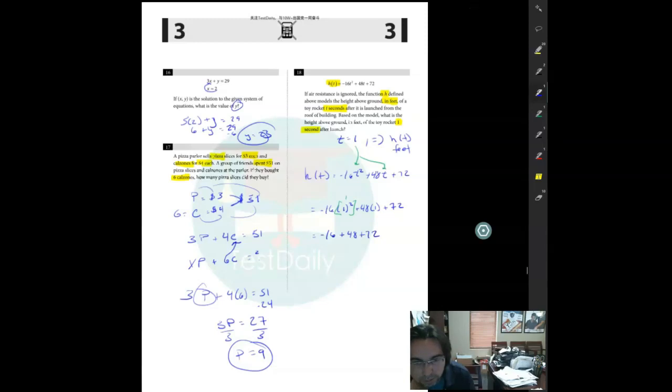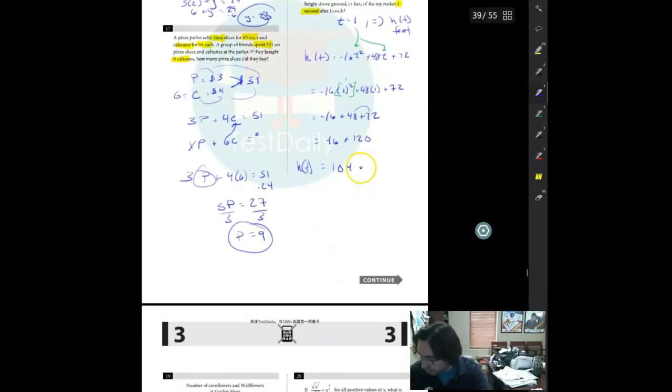As I add my terms here, negative 16 plus 48 gives 32, add the 72 to that, and it's going to give me 104. So h of t equals 104 for that one. Easy enough. It's just plugging in 1 for t. All right.